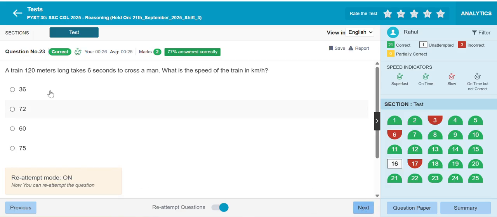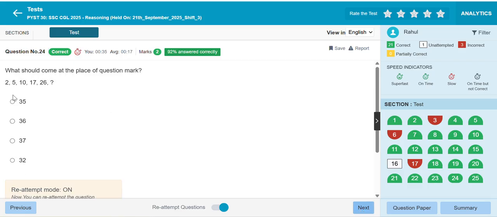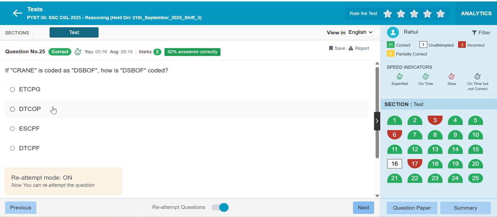Okay. So this is very easy. 120 meters, 66 seconds. We have to convert it into kilometer per hour. You can just check it without calculating, it's 72. What should come here? 3 difference, 5 difference, 7 difference, 9 difference, 11. So 36 plus 1, 37. And this one: A B C D, E S T.